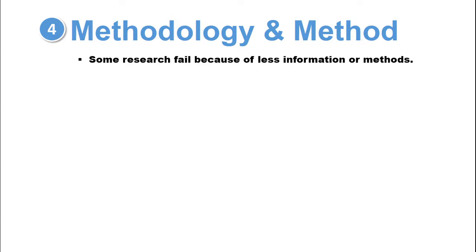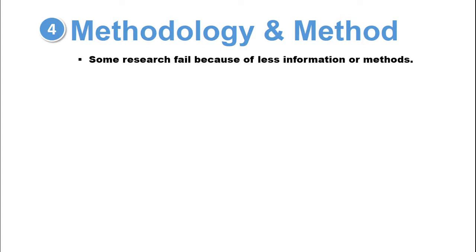Some research fails because of too little information about the method. As I said in the previous lecture, in the research proposal we have to be detailed. We have to give enough information about every aspect of the proposal, because the proposal is sent to an organization or to the donor. Everything should be clearly stated, and your mind should be clear about anything that you mention in the research proposal.